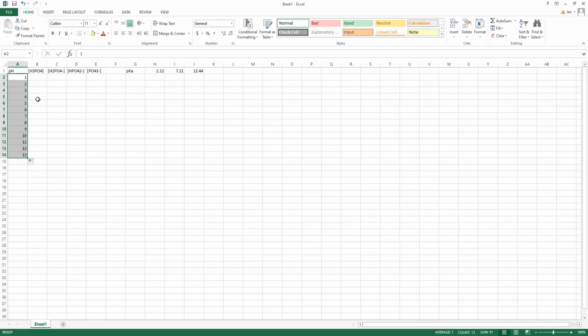So this will give us our 1 through 13, just like we want. And now what we need to do is go ahead and type our equation into this column. To do that, if you want to type an equation into Excel, you need to start with an equals sign. So you start with this equals, and we want to say, okay, well, what is our concentration of H3PO4?